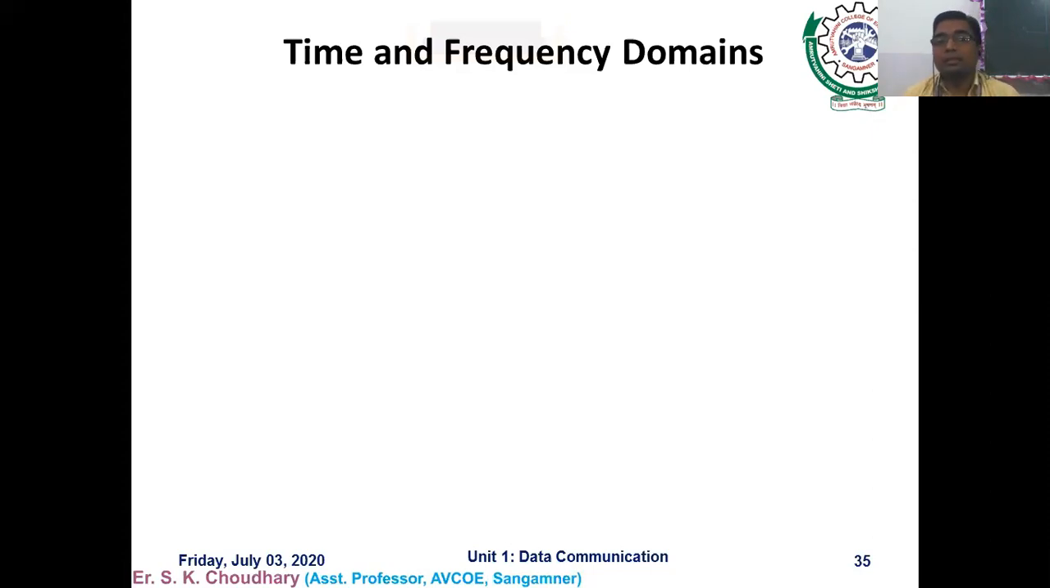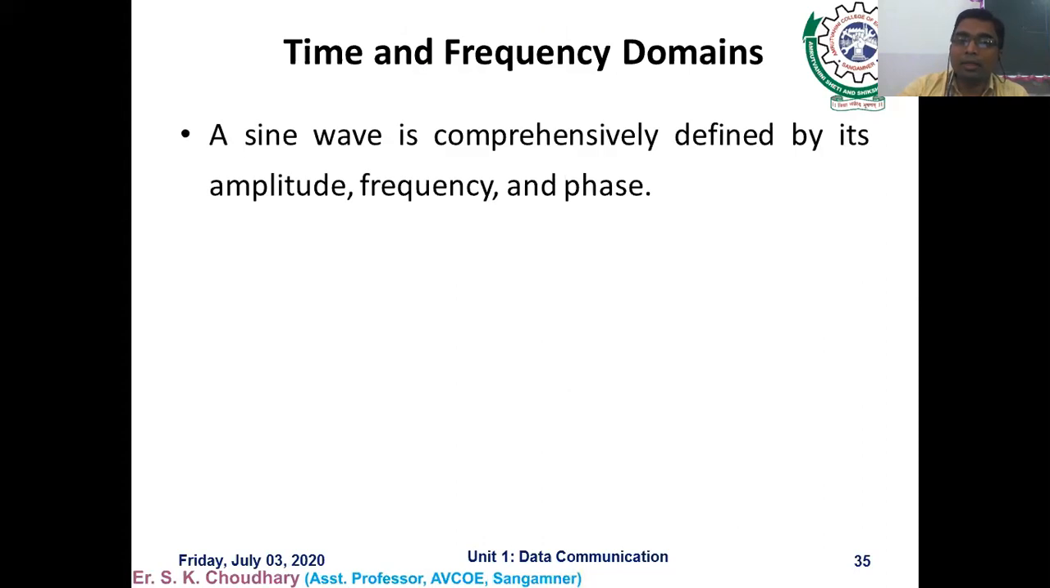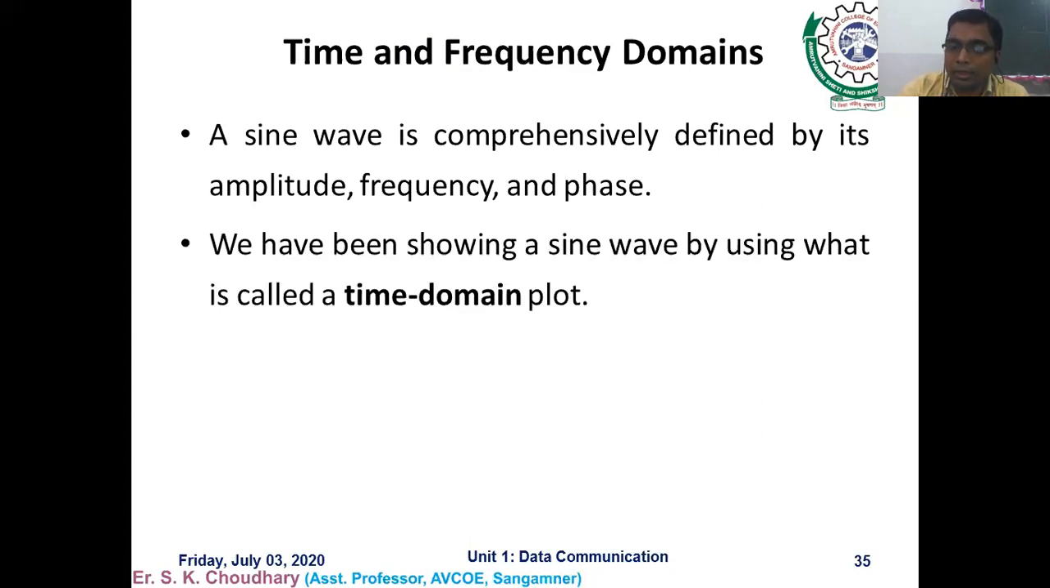Now we have seen all the characteristics defined: amplitude, frequency, time period, phase, wavelength. Now we will see the concept of the time and frequency domain. So what are the time and frequency domain concepts? A sine wave is comprehensively defined by its amplitude, phase, frequency, we know that, and generally we use the time domain plot, but in data communication, the frequency domain plot has the dominance.